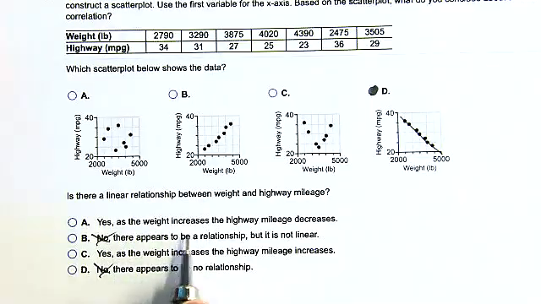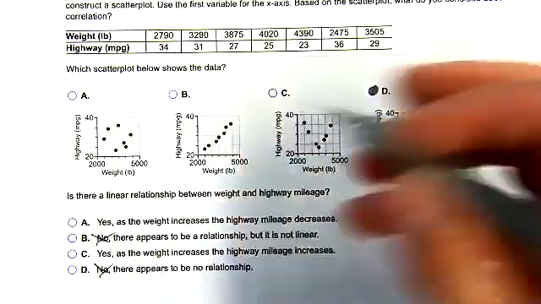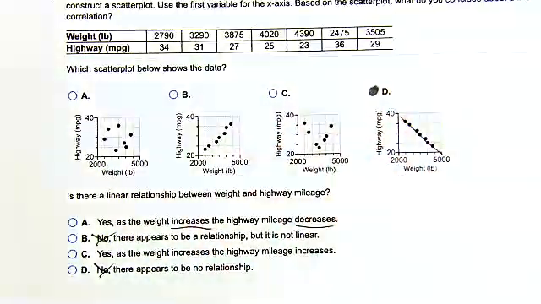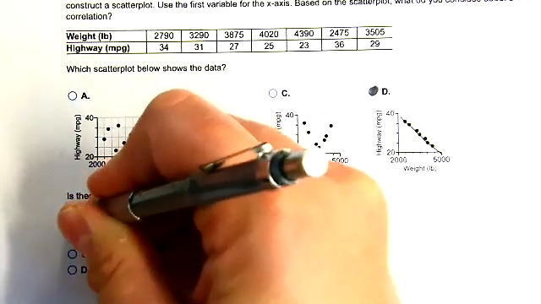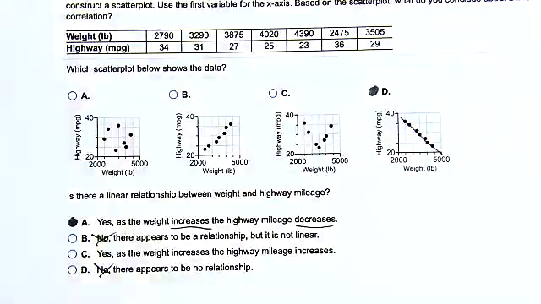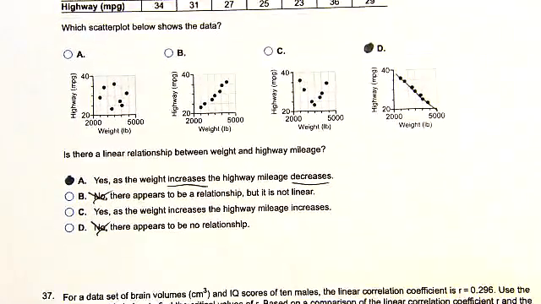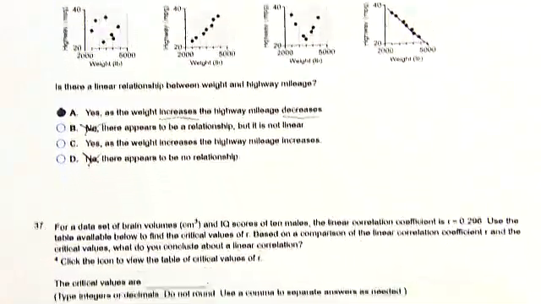As the weight increases, the highway mileage decreases. So it's down and to the right, so that's an increase-decrease pattern. So it's A. And that one should also pass the logic test, right? I mean, we don't expect these huge cars to have better gas mileage than these tiny little smart cars, right? Okay, so those are, once you know how to plot them on the computer, those aren't too bad. 37 is a bit different.